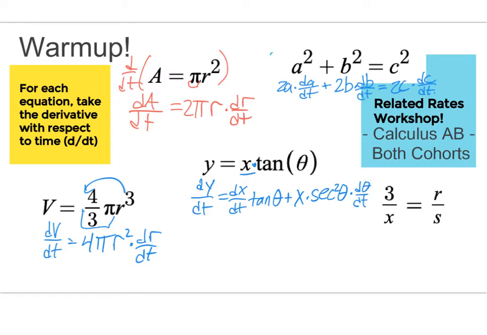All right, finally, I'm going to write this as 3x to the negative 1, so my brain doesn't see that as a quotient rule because we already have a quotient rule on this side. That's going to become negative 3x to the negative 2 dx dt. And on this side, that's going to be dr dt times s minus ds dt times r, over s squared.